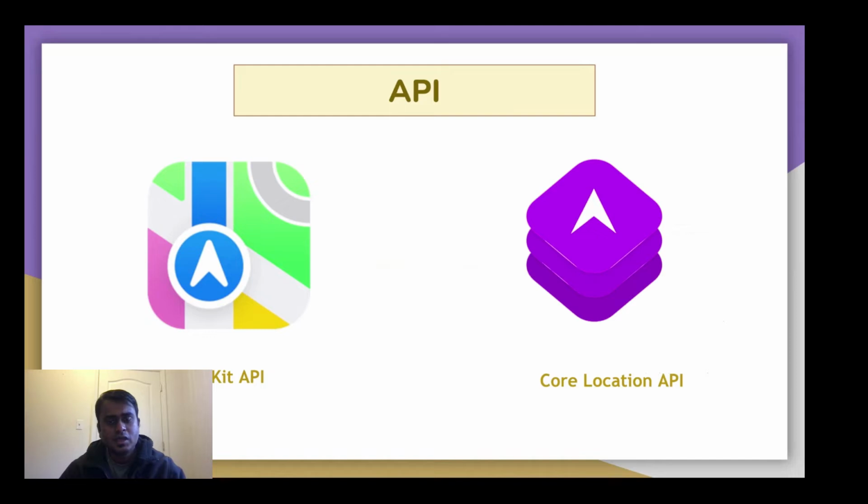Next is the API that we have used in the application, that is MapKit API and Core Location API. MapKit API we have used to integrate Apple Maps into the app, and to give a map view so that the annotations are seen on the map. And the next is the Core Location API, which gives us the user's current location and the coordinates.